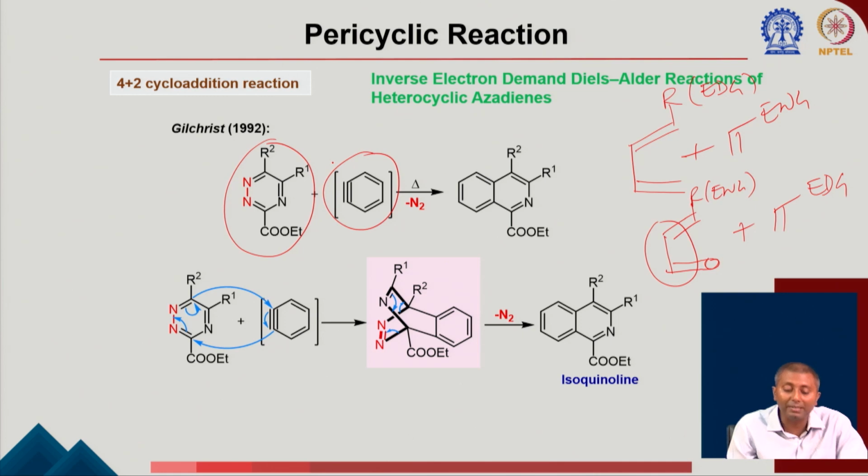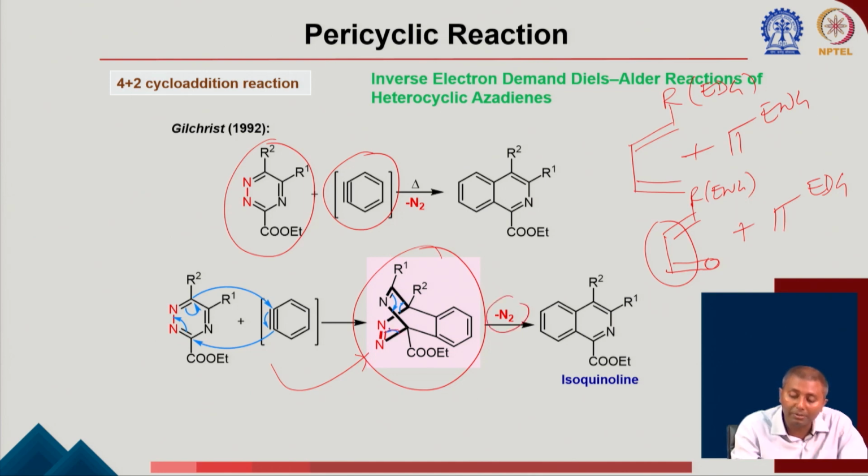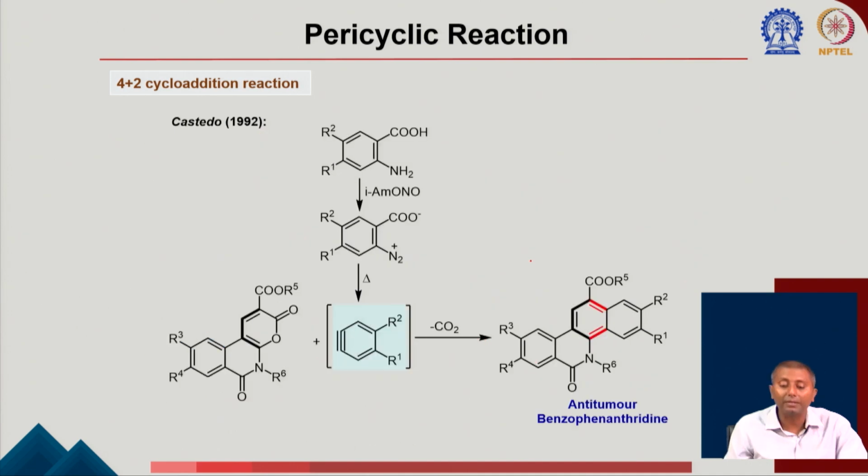So once the benzyne is acting as a dienophile, after the 4+2 cycloaddition it is going to form this compound, but this is not going to stay there, because it is going to release N2. You can see this arrow push to form the N triple bond. So that will remove the N2, then the new bond is going to form, and at the end you end up generating an isoquinoline. Okay.